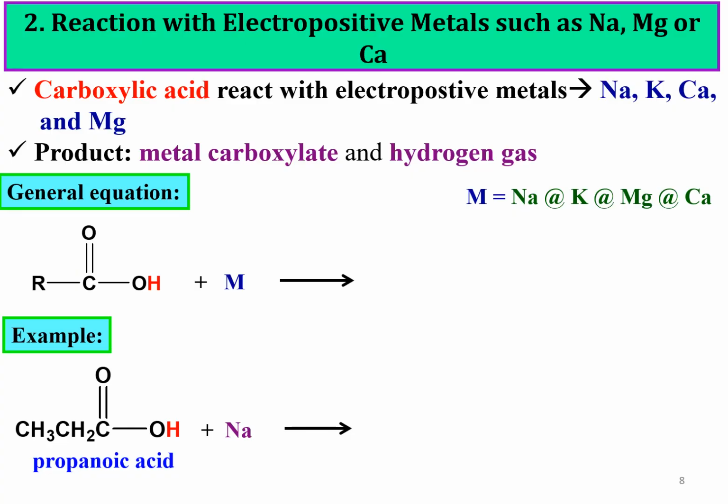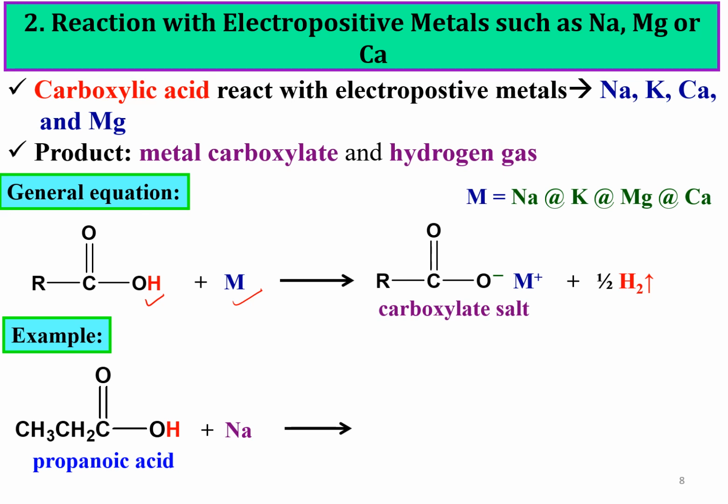Okay, now we look at reaction with electropositive metals such as sodium, magnesium, or calcium. Carboxylic acid reacts with electropositive metals such as sodium, potassium, calcium, and magnesium. The product is a metal carboxylate and hydrogen gas. So here we have the general equation. We have carboxylic acid reacting with a metal. The metal can be sodium, potassium, magnesium, or calcium. Sodium and potassium are alkali metals. Magnesium and calcium are alkaline earth metals. And carboxylic acid is a weak acid. So actually this is a neutralization reaction. The reaction between carboxylic acid and the metal will form salt and half a mole of hydrogen gas. So the gas will be released as hydrogen gas.